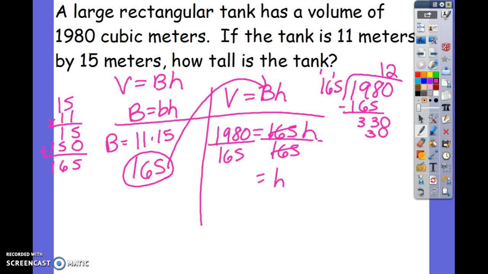All right, sorry about that. When I was doing my multiplication, 2 times 5 is 10, carry the 1. 2 times 6 is 12 plus 1 is 13, carry the 1. 2 times 1 is 2 plus 1 is 3. So I'm going to get a remainder of 0. So the height of my prism is going to be 12 meters.